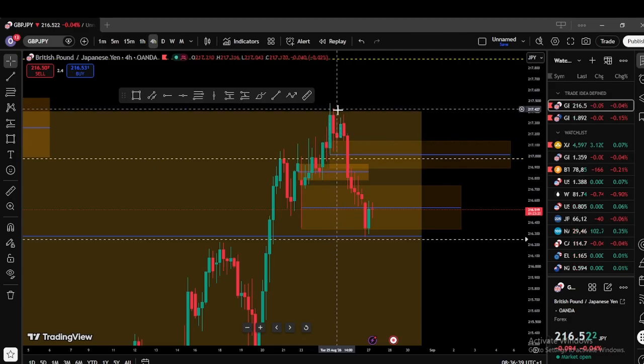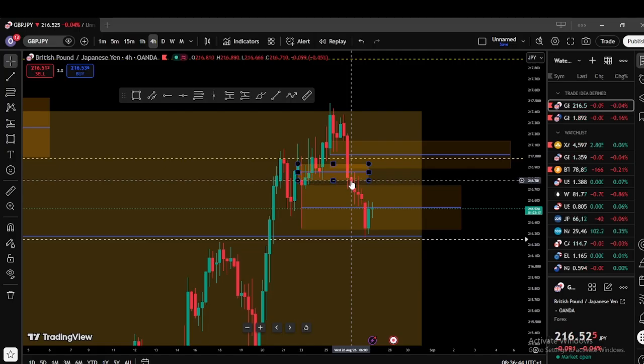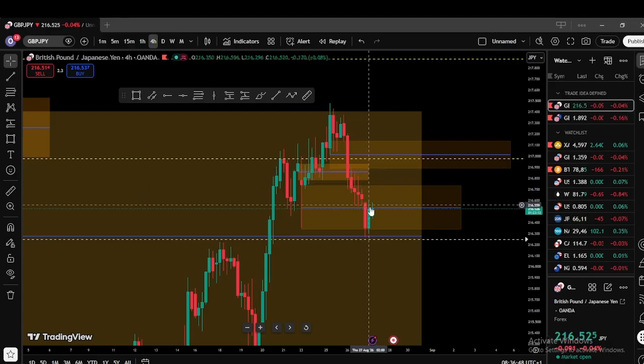So we went above it a bit. We're still within the range, and then we come back down here. Coming back down here, we have this FVG formed, and then we're continuing lower. But my action point is not yet.